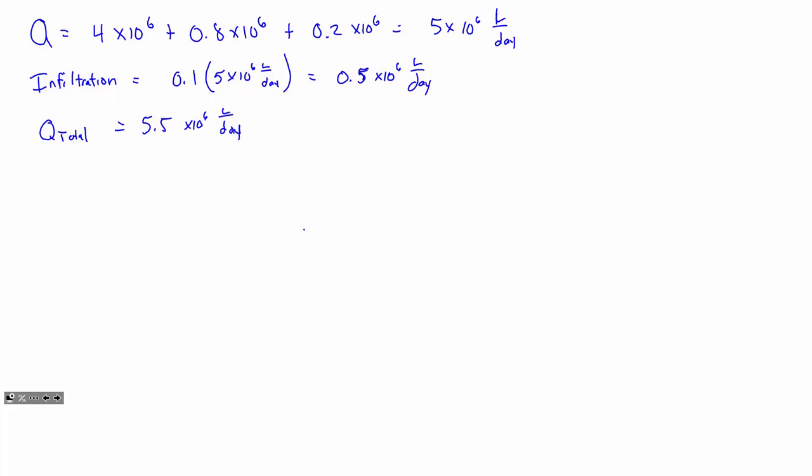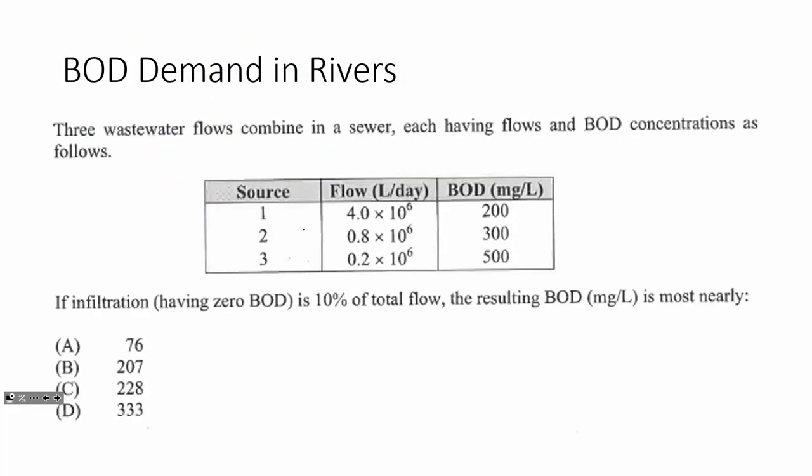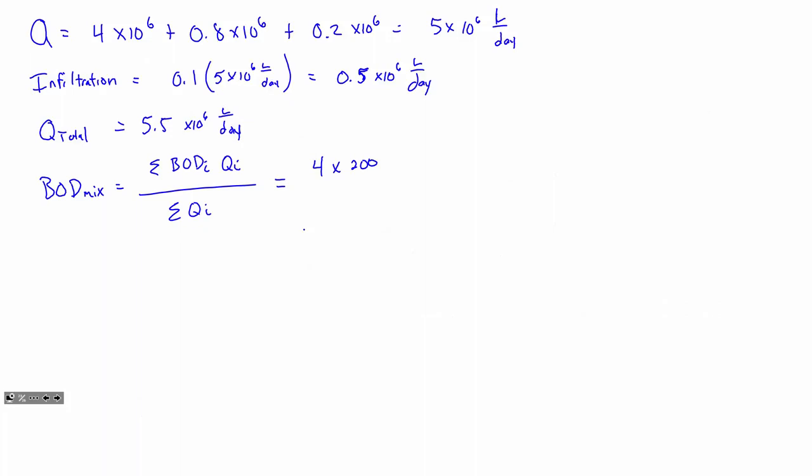So our BOD of the mixture is going to be equal to the sum of the individual BOD sources, BOD sub I, times QI, divided by the sum of QI, so our total flow. So here this is going to be equal, I'm going to drop the 10 to the 6 right now so I don't have to write it over and over again. It's going to be equal to 4 times 200. And the concentrations, or the BOD there, I believe is given in terms of milligrams per liter.